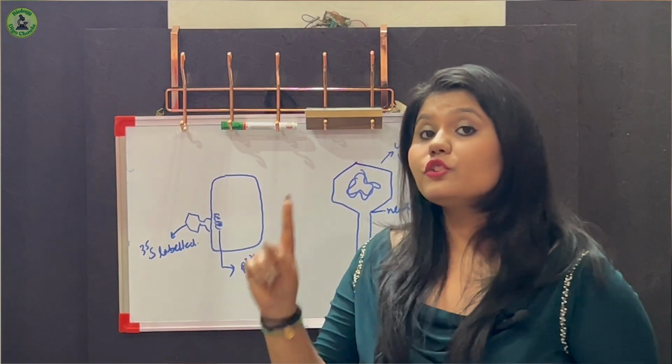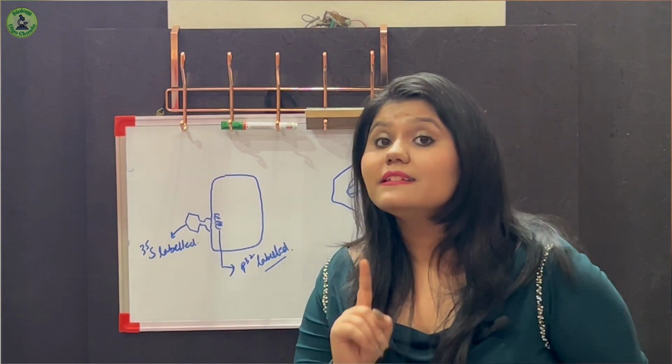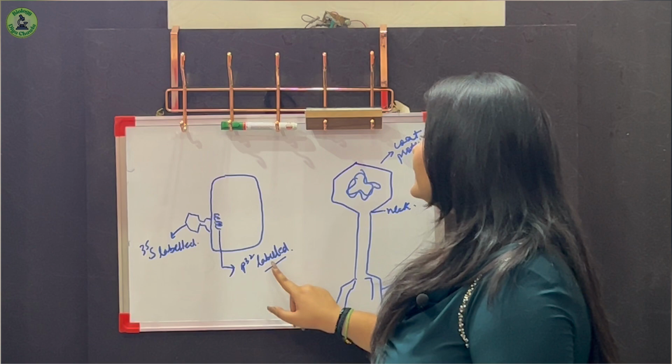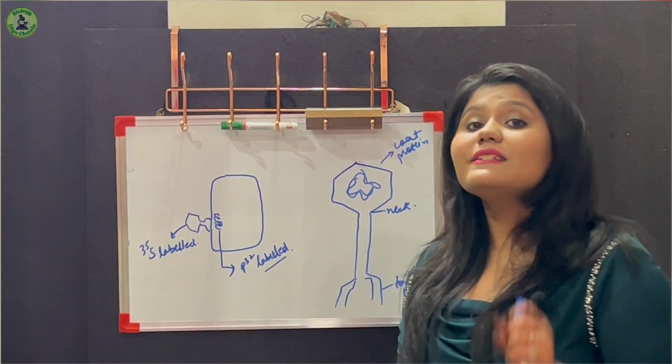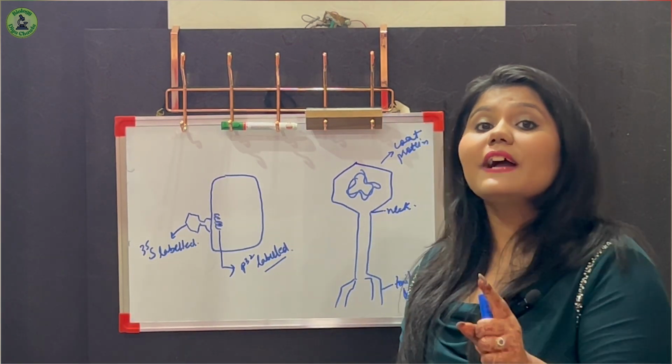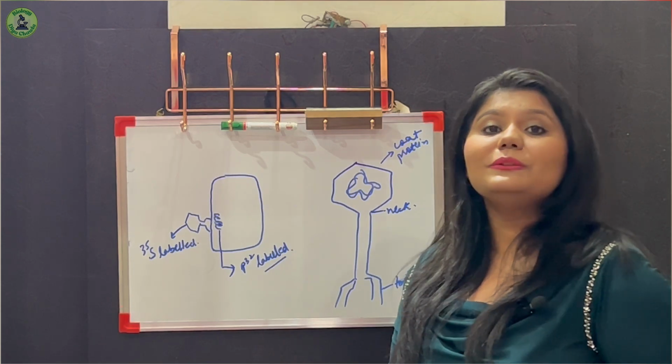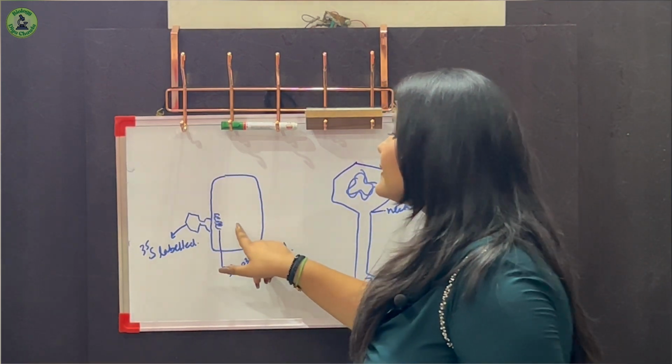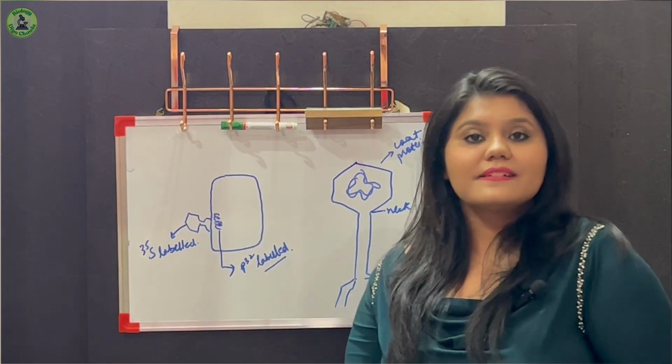So what was the nature of that genetic material that went inside the cells? It was actually the P32 labeled molecule. And what was that P32 labeled molecule? That was actually the DNA. That was the P32 labeled molecule that went inside the cell. That was the nucleic acid that went inside the cell.